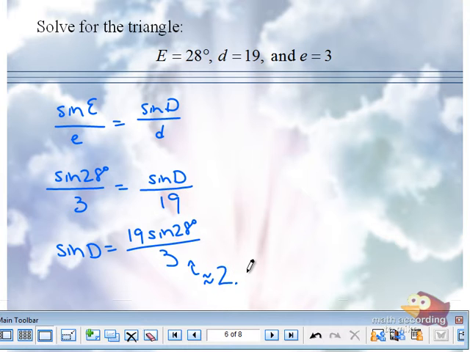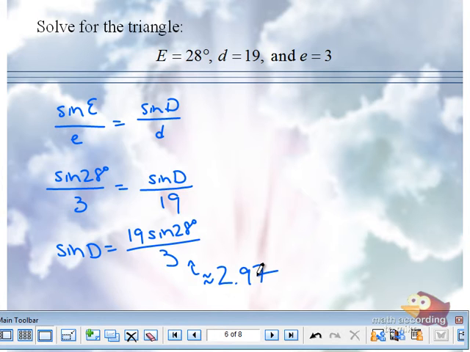2.97. That's good. Why is that not right? What's wrong with that? What's the range of sine? Close. Negative 1 to 1. Well, can we have a sine of an angle bigger than 1? No.